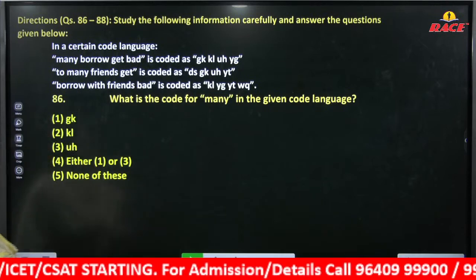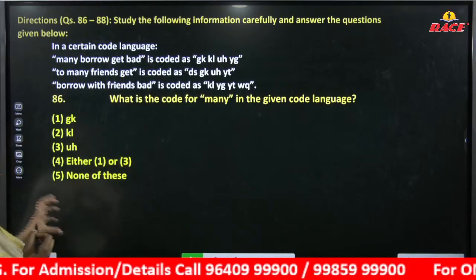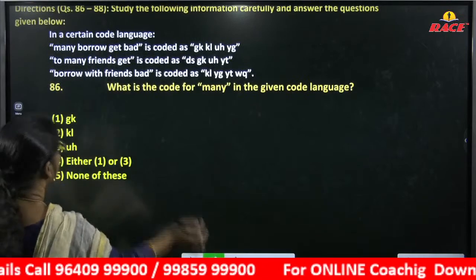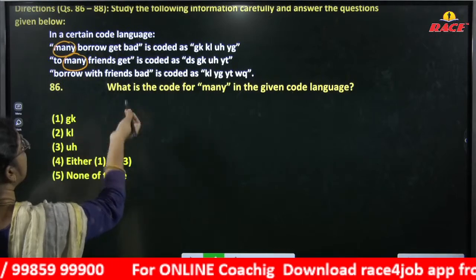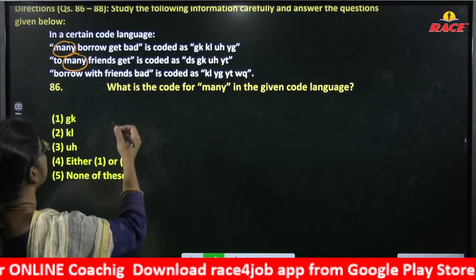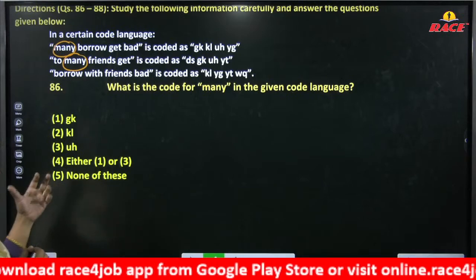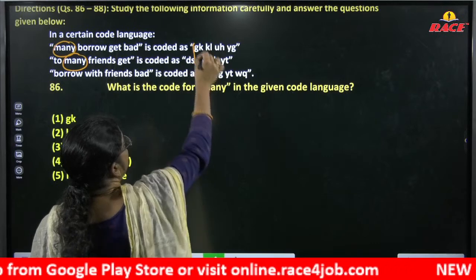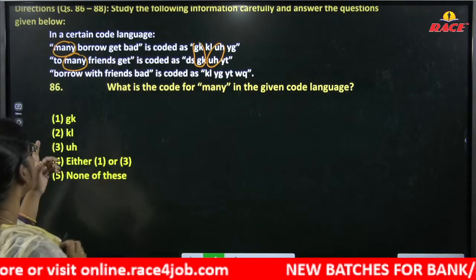We have to find the code for many. Simply observe here. First we have to find which lines many is present in. Here we have many, and in the second line also we have many, but in the third line we do not have many. That means many is present in the first and second lines, so we have to find the common code in those two lines. GK is common, and UH also common. Only two common codes are there, but we have only one code.